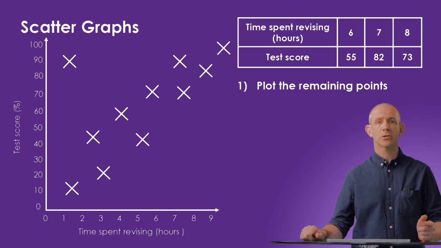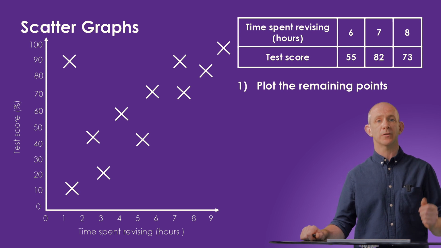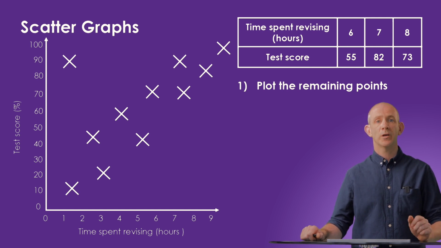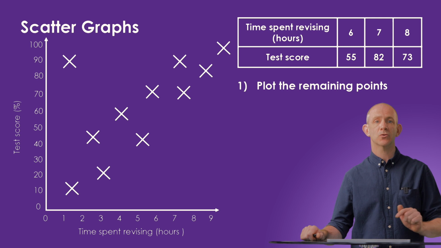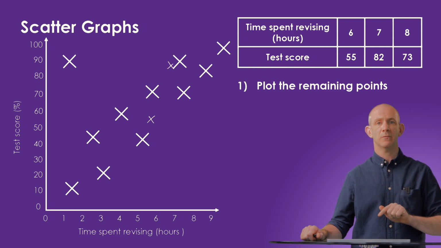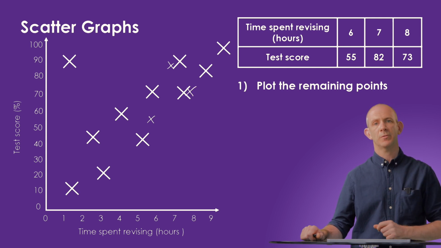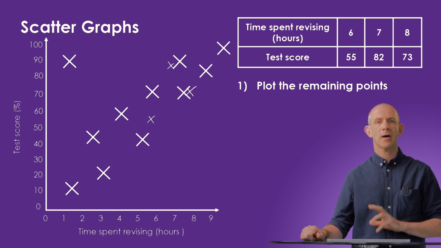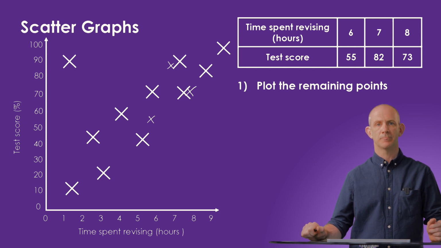Firstly, we're asked to plot the remaining 3 points that are given to the right of the graph. We can plot these by following straight up from 6 hours spent revising up to the test score of 55 and place an X there. We can go from 7 up to 82 and place an X there. And we'll go from 8 up to 73 and place an X there. That plots all the remaining points.